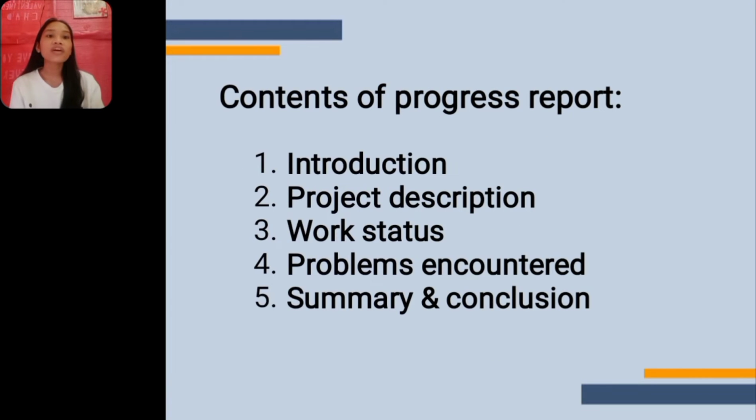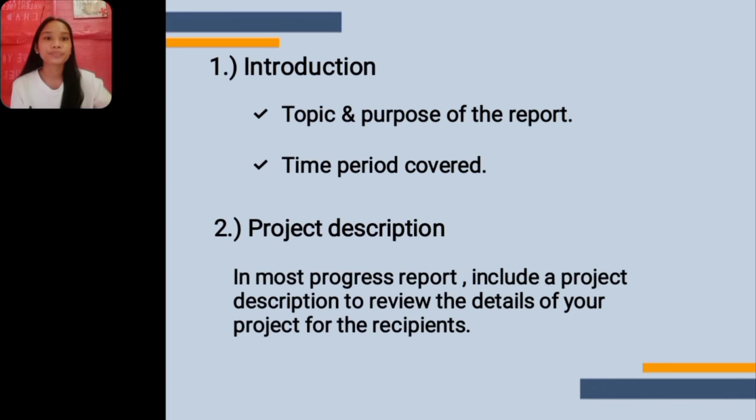And there are five contents of a progress report: the introduction, project description, work status, problems encountered, and summary and conclusion. In the introduction, it should include the topic and purpose of the report. Very briefly explain the project and what the progress report is for. Then the time period covered, the date from the commencement of the project to the present date.